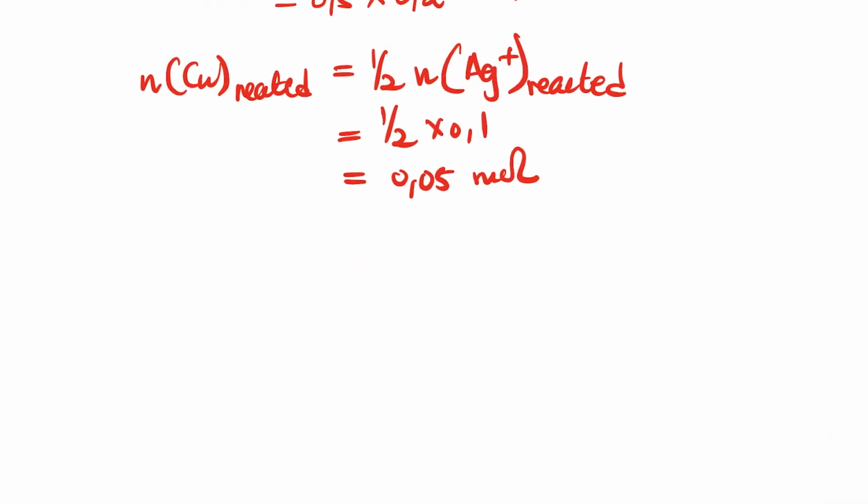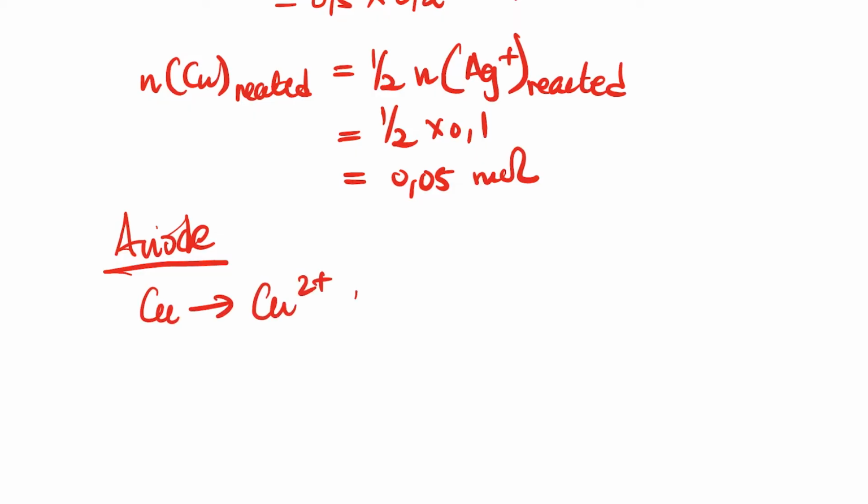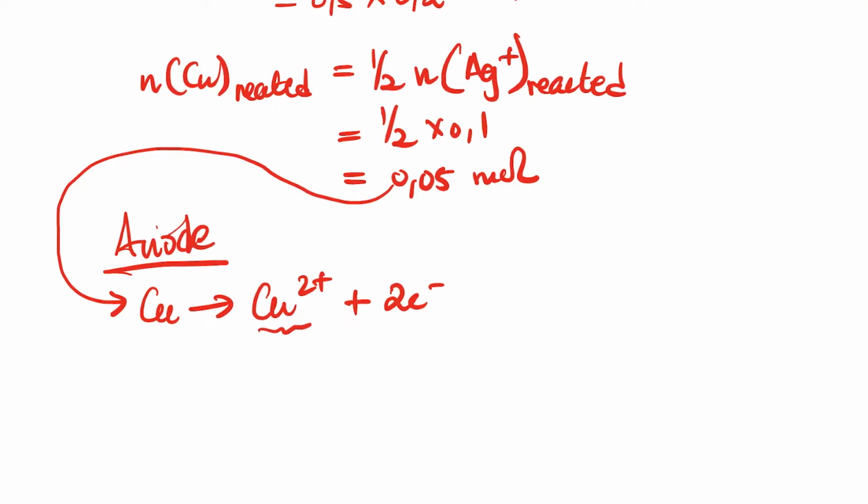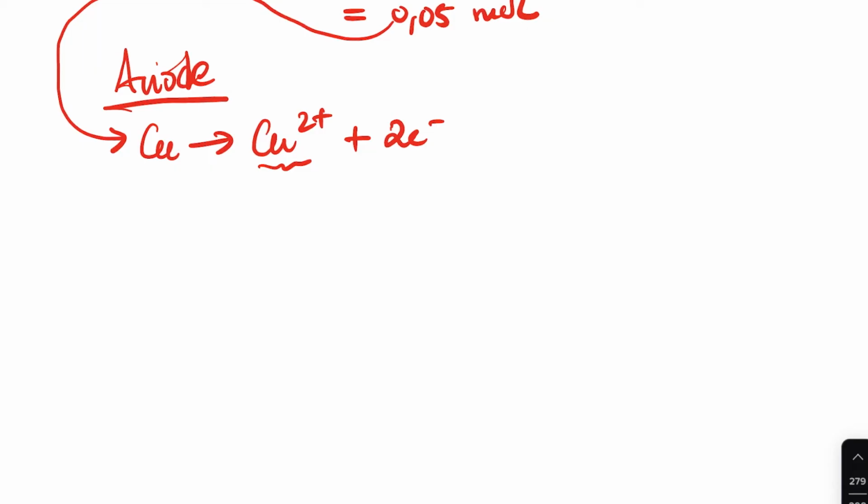From that, we can go to the anode now. Going to the anode, we know the reaction at the anode: copper oxidizes to Cu2+ plus 2 electrons. Now that we have the copper that is reacted, it can give us the copper ion that is formed. You can see the ratio here is 1:1.